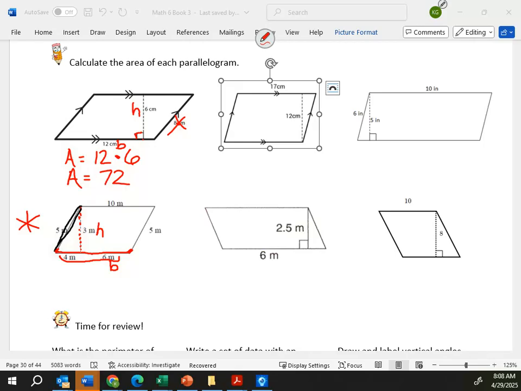On the bottom, there's some review. So you make sure that you work on those reviews. Good reviews for us. Any questions on today's page?